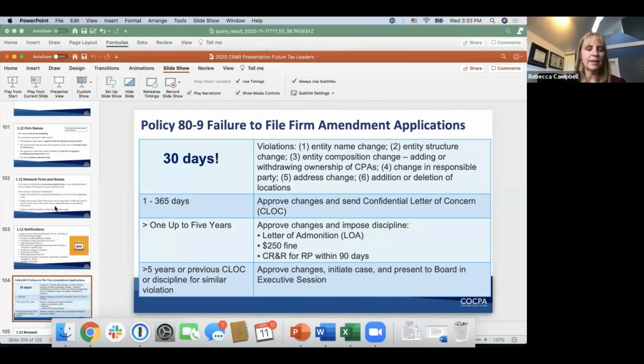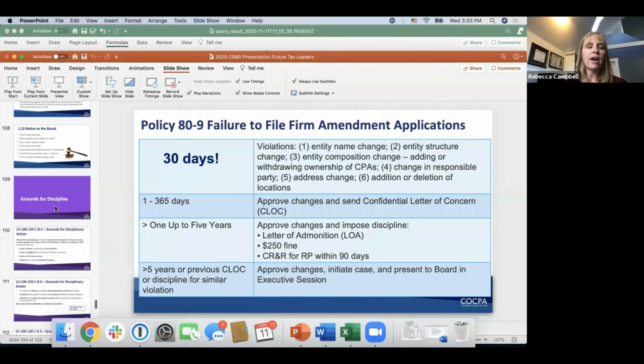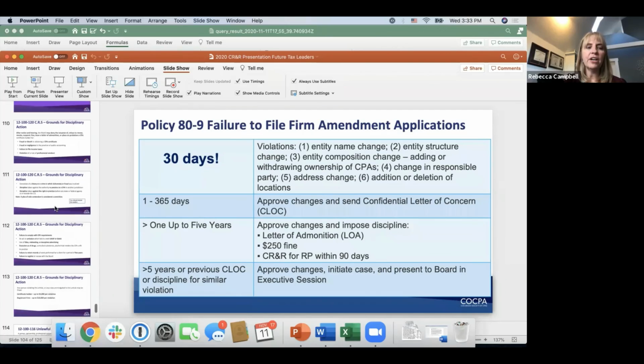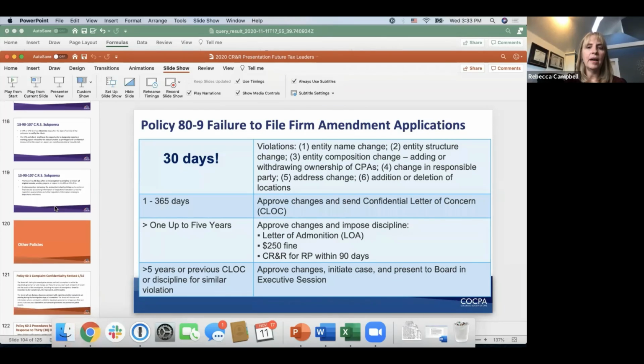All righty. There's information in here on grounds for discipline. Like I mentioned earlier, if you have any questions, please contact me. The slides for Rebecca's session will be in the tax forum. If you don't have access to the tax forum yet, please reach out to one of us. We're happy to help get you set up on the tax forum so you can access all this information.